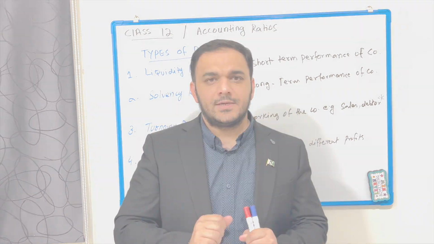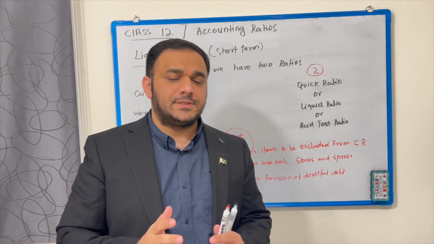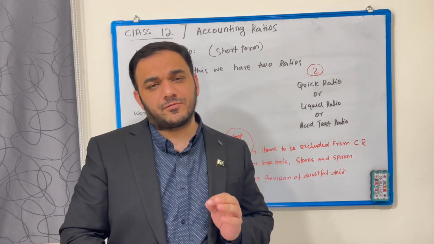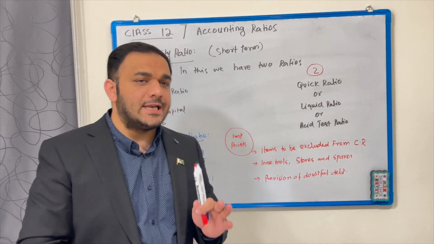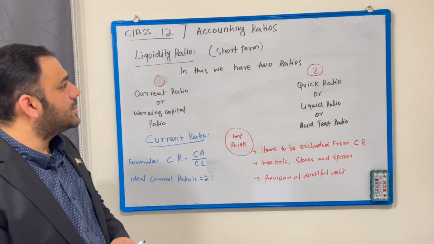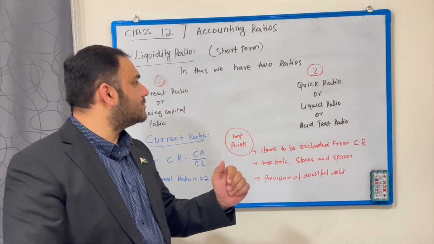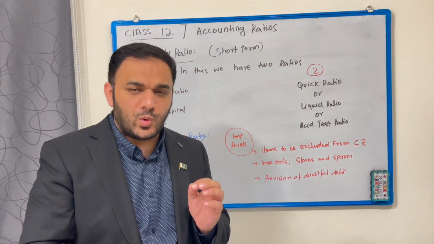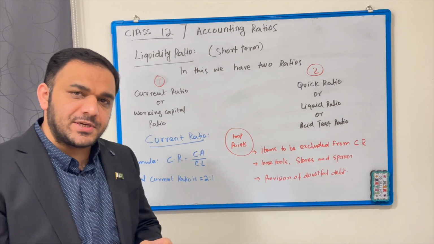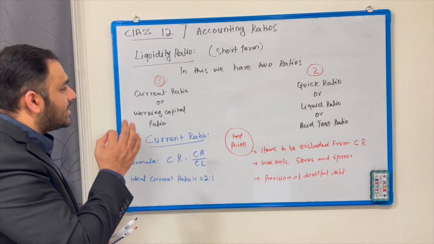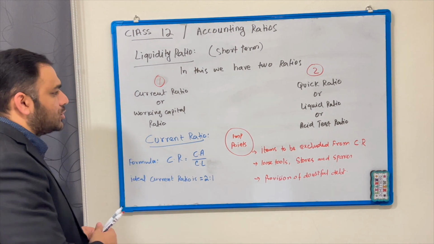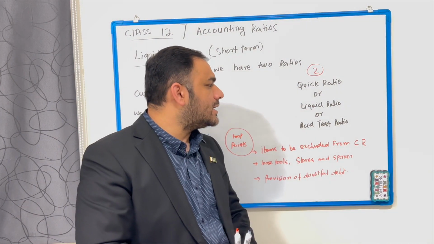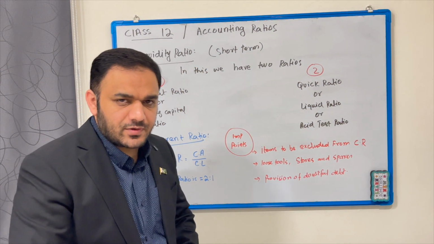All right. After learning the types of accounting ratios, dear students, we will start from the first accounting ratio, that is liquidity ratios. Liquidity ratio is, as we know, a short-term ratio, and in this we have two further types of ratios. One is current ratio and the other is quick ratio. We can also call current ratio the working capital ratio, and quick ratio can also be called liquid ratio or asset test ratio.